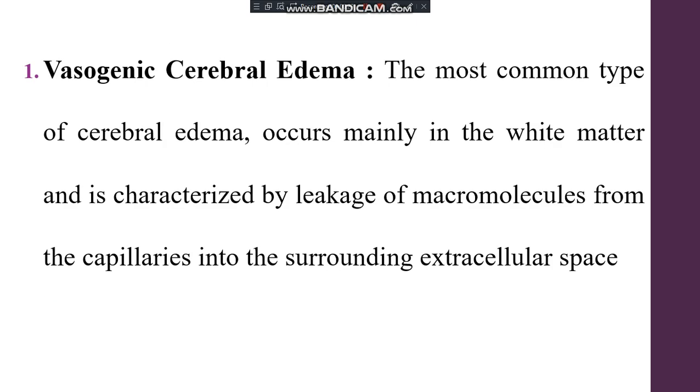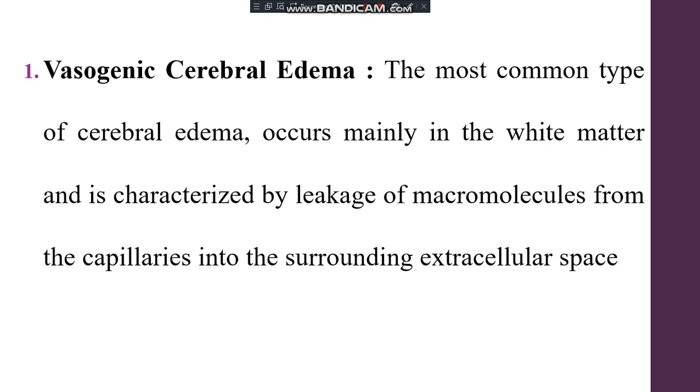First one is vasogenic cerebral edema. From the name itself, you should be able to identify what the basic cause will be and what the main characteristic is with this particular cerebral edema. Vasogenic means something related to blood vessels. So the origin and the basic characteristics will be related to the blood vessels. Let's read about the most common type of cerebral edema.